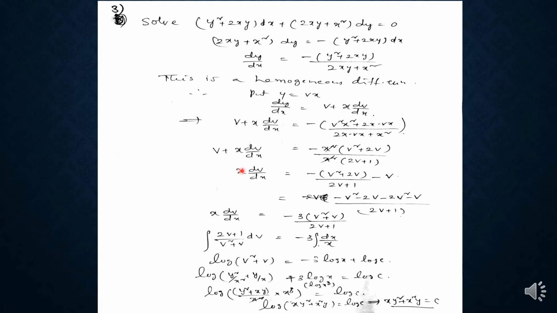So that is v plus x dv by dx is equal to minus of x square into (v square plus 2v) by x square into (2v plus 1). x dv by dx is equal to minus of (v square plus 2v) by (2v plus 1) minus v. This plus v becomes minus v from here. So by taking LCM here, minus v square minus 2v minus 2v square minus v by 2v plus 1.